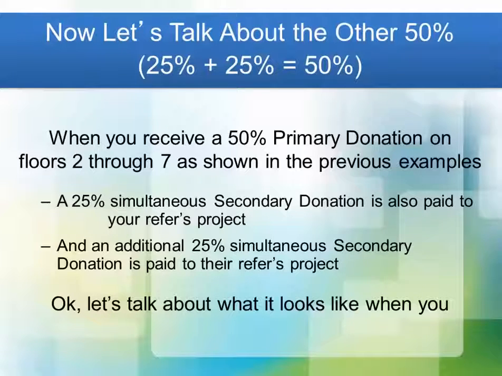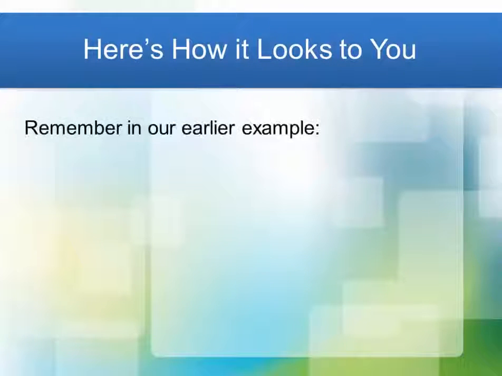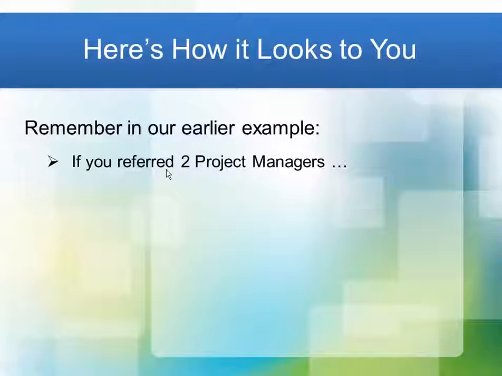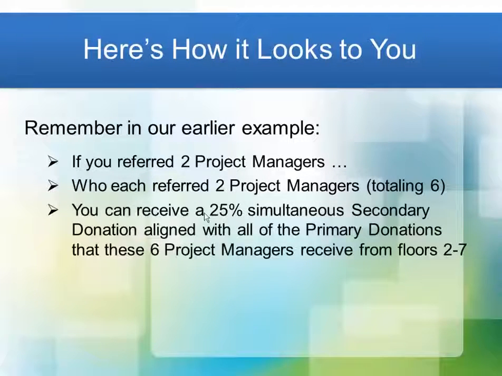Now let's talk about what that looks like when you start receiving that. Here's how it looks to you. Remember in our earlier example, if you referred 2 project managers who each referred 2 project managers, now remember that's totaling 6, because you started with 2, they each referred 2, which makes 4, and then your original 2, adding up to 6 project managers in your community. You referred 2 who referred 2, and you can receive a 25% simultaneous secondary donation aligned with all the primary donations that these 6 project managers receive from floors 2 through 7.